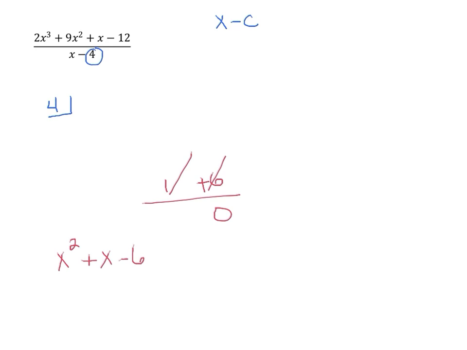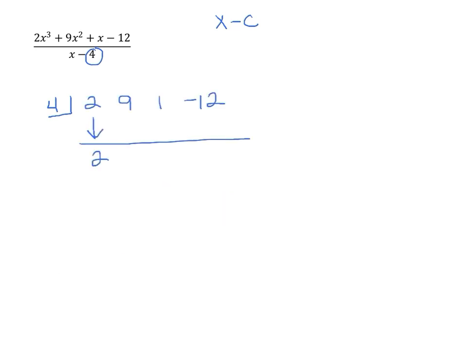You bring down the 2. Now you multiply. 2 times 4 is 8. 8 goes here. And then the even cooler part is you add. Because we took this from being the minus 4 here to being a positive 4, we change all of these from being subtracted to being added. So now we don't have to deal with switching signs. So 9 plus 8 is 17. 17 times 4 is 68. Add 2, you get 70.